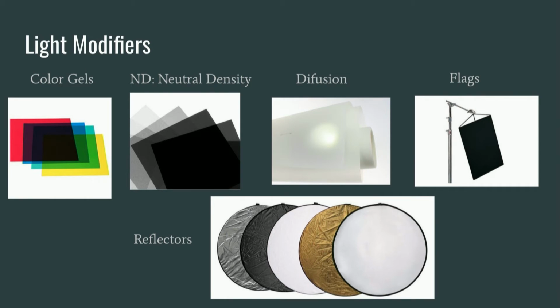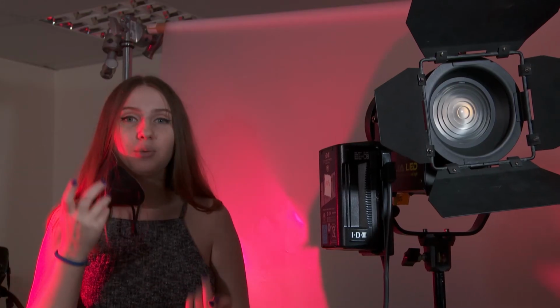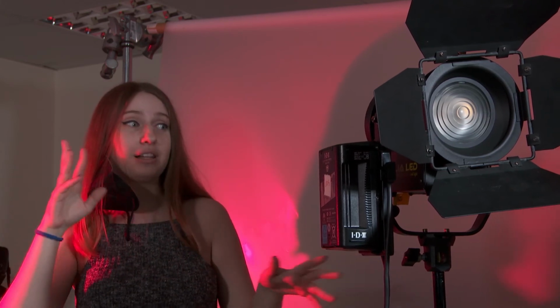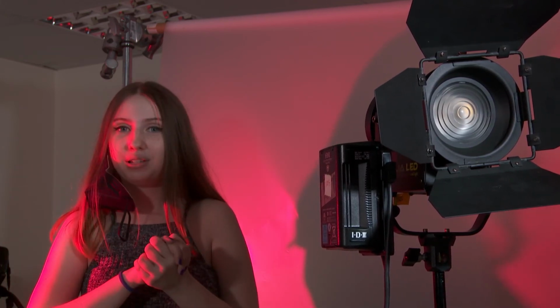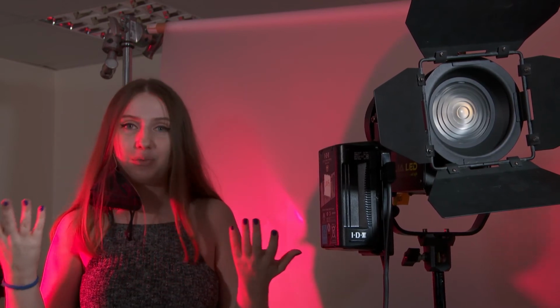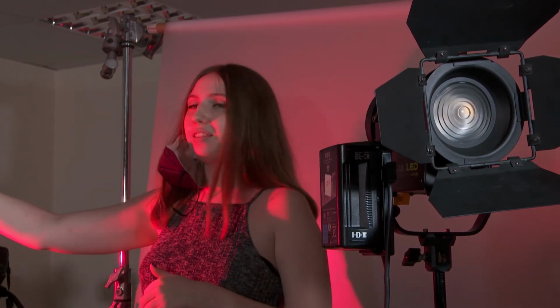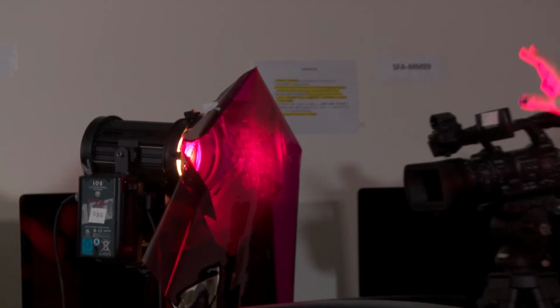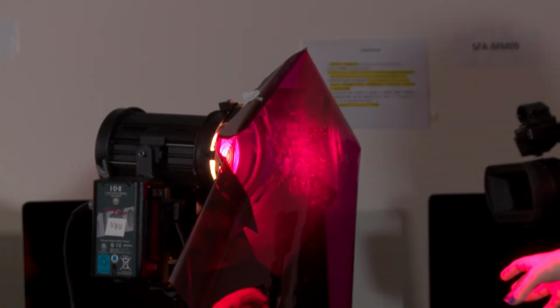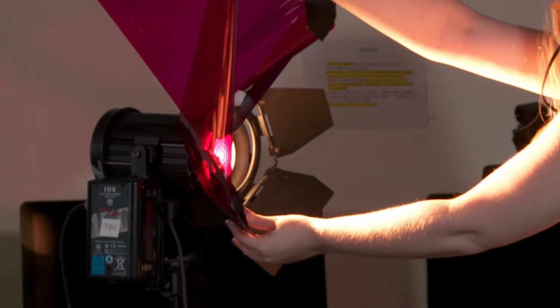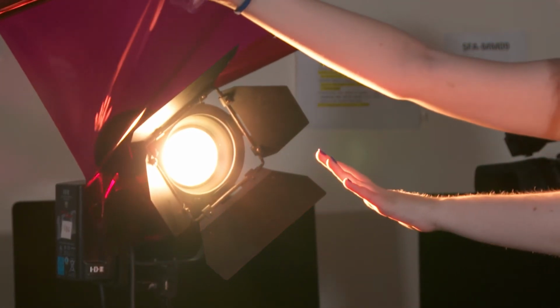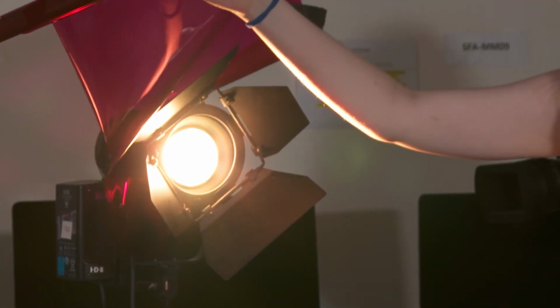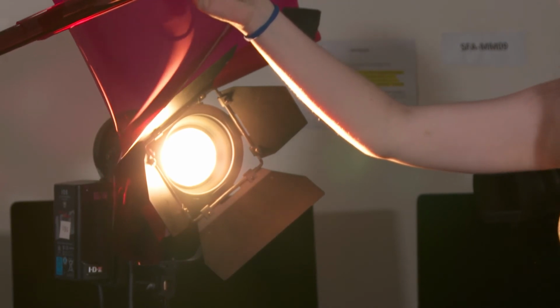So how do we do that? Remember when I was talking about fluorescence and how they have a kind of orangey and green feel to them? Well, with certain filters, or let's say color gels, you can actually change the color of that. So let's look at this light right here. This light is actually an LED Fresnel, and as you can see, the original color of it is tungsten. I don't know if you guys can see this. It's actually tungsten.